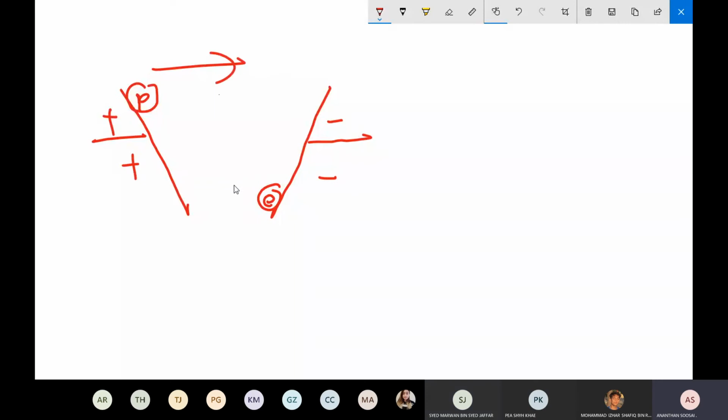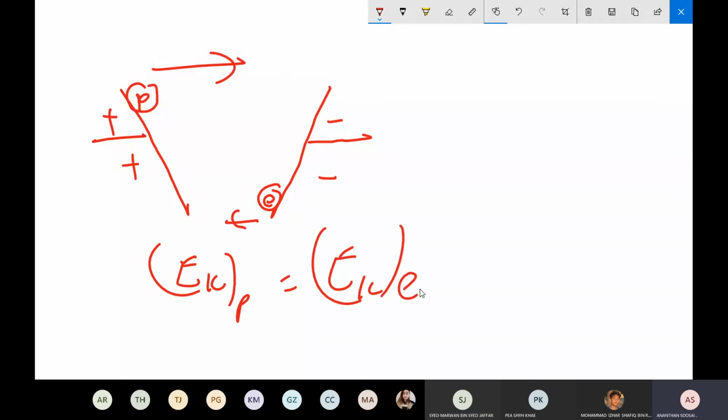Same thing, proton goes to the right, electron goes to the left. So is the kinetic energy gained by the proton the same as the kinetic energy gained by the electron in this case? No. The kinetic energy gained by both bodies is different? Different. Why is it different? Because work done is still QV, right? The electric field strength is different.